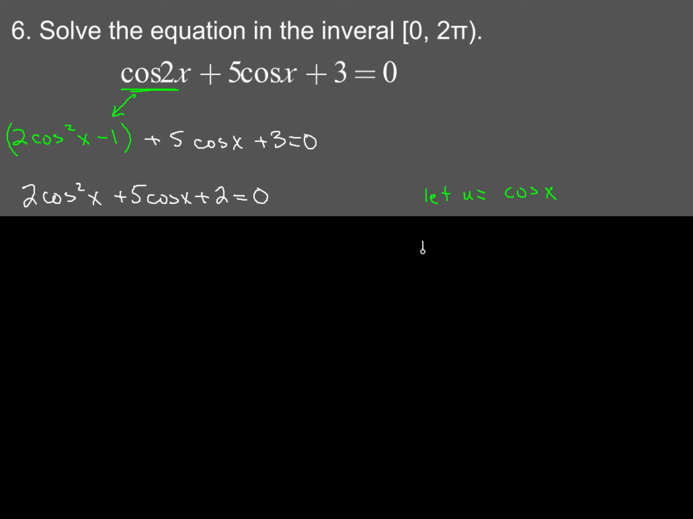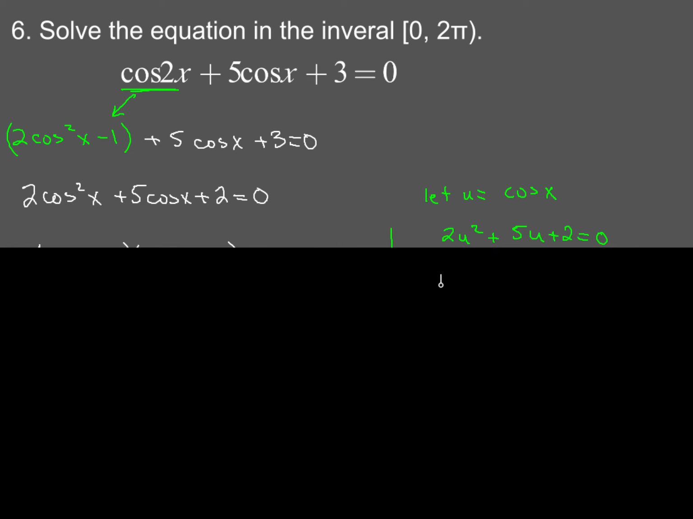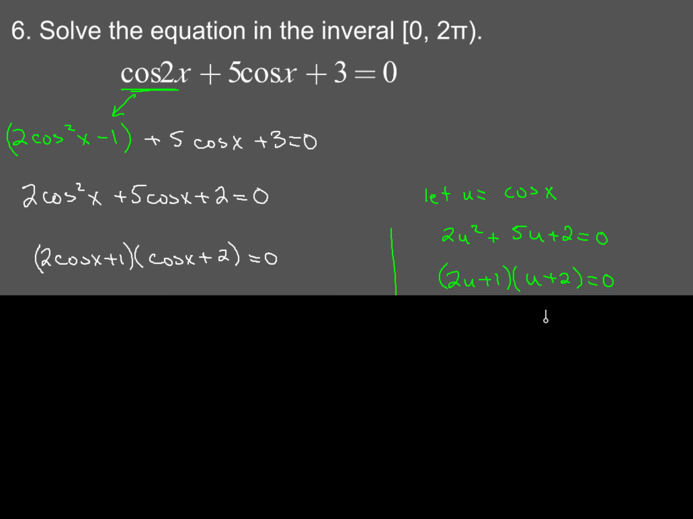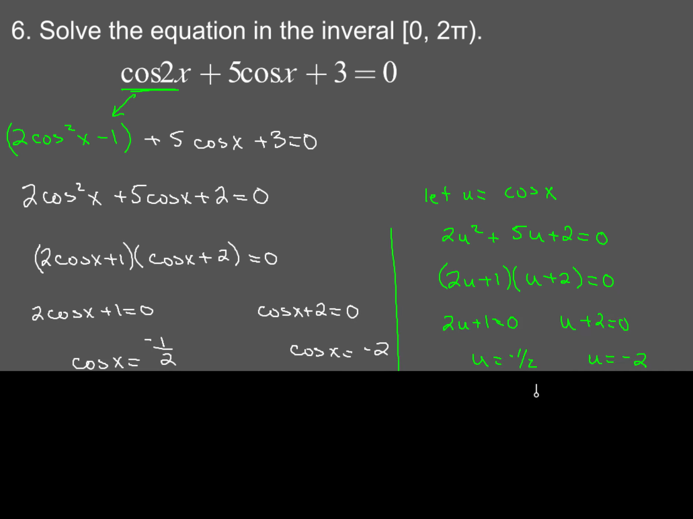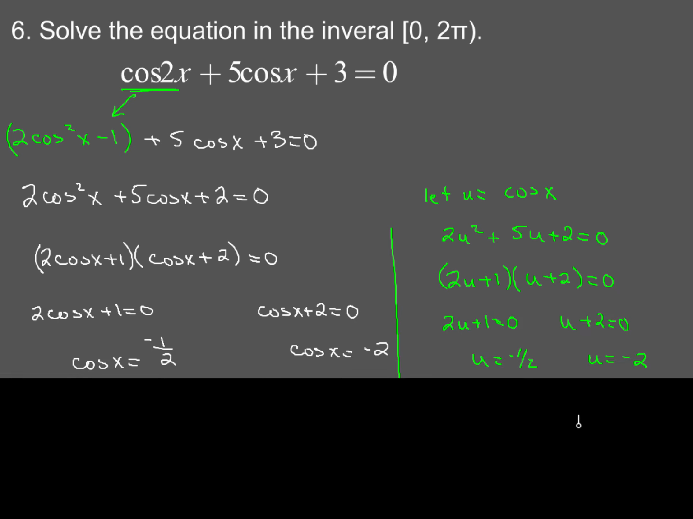And then this is where we would do our u-substitution. Let u equal cosine of x. No big deal. That's going to make our problem 2u squared plus 5u plus 2 equals 0. From there, some people might see the factoring pattern a little bit easier. And of course, you would know that that's 2u plus 1 and u plus 2, those 2 quantities. Setting each quantity equal to 0 and solving, again, we get u equals negative 1/2 and u equals negative 2.